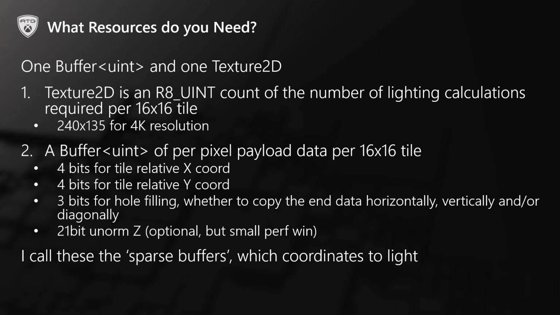So we have these 2 resources. We have a very small texture, only 240 by 135 for 4K resolution of the number of lighting calculations we have to do. And then we have this buffer with a 32-bit payload potentially per pixel, but we'll see we actually managed to optimize that down to a slightly smaller count, as we'll see in a few slides.